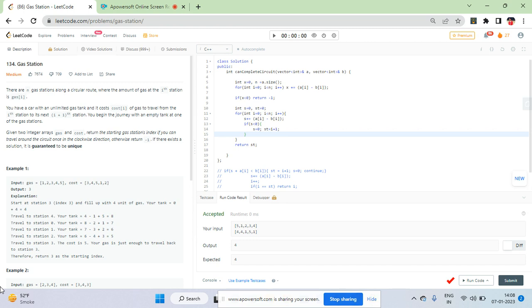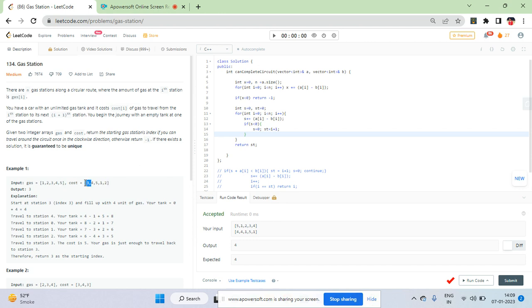As you can see in this example, the gas array is 1 2 3 4 5, and the cost array is 3 4 5 1 2. You can't start at the first position because you need at least three and you have only one. You cannot start with the second or the third, but you can start with the fourth. You'll take 4 amount of gas from station 4, use 1 amount of gas to reach station 5, and have 3 amount of gas left. Then you take this 5, so 3 plus 5 becomes 8, and you use 2 to get to the first station.